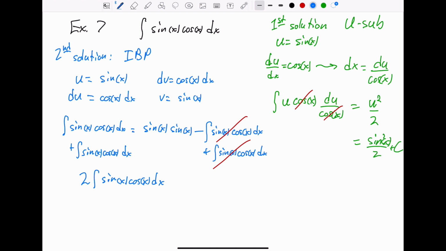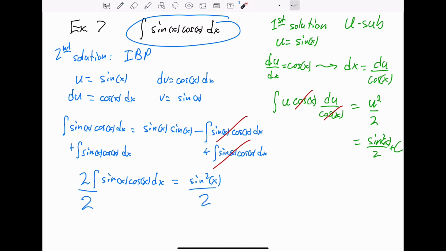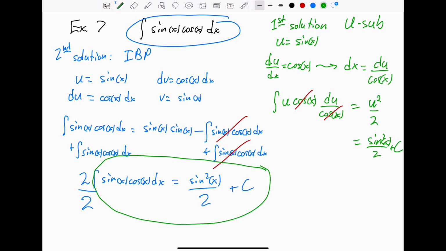This is my starting integral. This is the problem that I started with. And this equals sine times sine, which is sine squared of x. Now to solve the integral, I simply divide both sides by 2, and I have my solution. Add a plus c, and look what we have. The integral of sine times cosine is sine squared of x divided by 2 plus c, which is exactly what we got when we used u substitution.